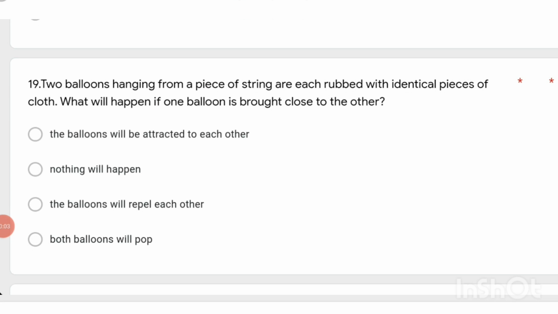In this question, two balloons hanging from a piece of string are each rubbed with an identical piece of cloth. What will happen if one balloon is brought close to the other? Since we are rubbing the same material on both balloons, both balloons will develop the same type of charge, and as per the law of electrostatics, same charges repel. If we look at the options: the balloons will be attracted to each other, this is not possible; nothing will happen; the balloons will repel each other and both balloons will pop. The correct answer will be the balloons will repel each other.